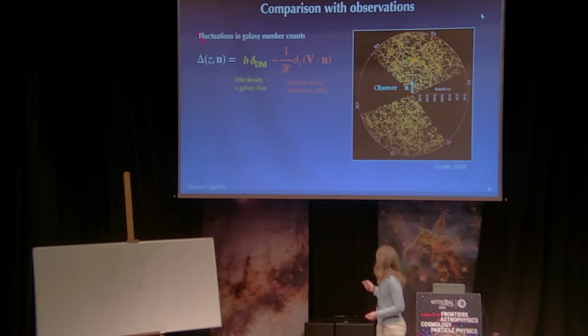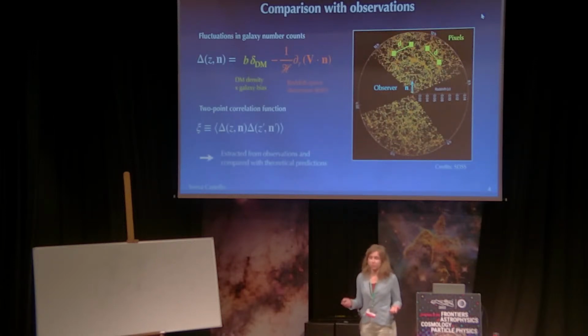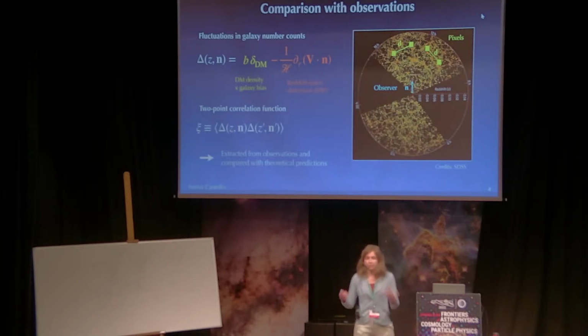So how do we obtain this quantity starting from observations of galaxies? What is typically done is to compress the information contained in here into the two-point correlation function in configuration space, which is defined in this way, and it essentially gives us a statistical measure of the probability of finding galaxies in pixels separated by a given distance d. And this quantity is extracted from observations and then can be compared with theoretical predictions. So in my case, I will compare it against my gravity modifications.